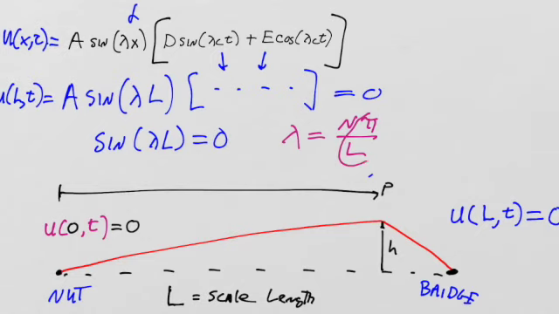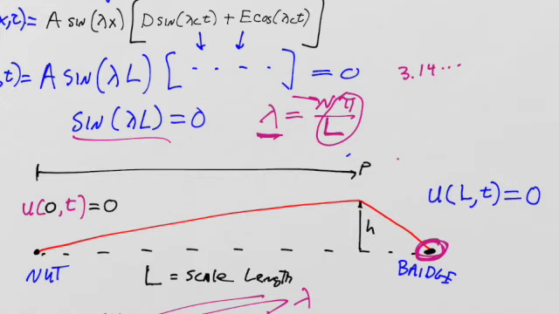Now, pi over L we know, because we know the scale length L. It's going to be 25.5 when we plug it in. Pi, of course, is a totally known number. And therefore, lambda is only dependent on this number n. Basically, it can be any multiple of pi over L.